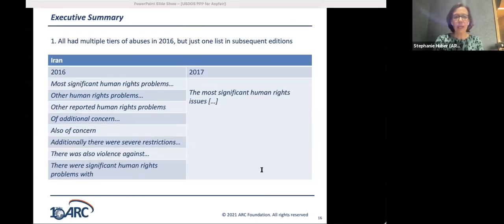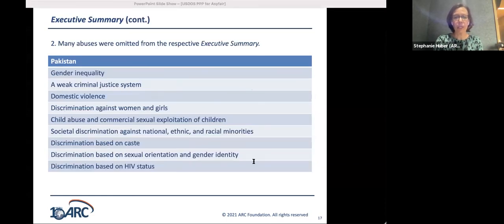The first one being that all the country chapters had multiple tiers of abuses in 2016. So here you can see the example for Iran, but only 1 list in the subsequent editions. Secondly, we also observed that many abuses were omitted from the respective report's executive summary. So as I said, this is important because some users might only refer to the executive summary.